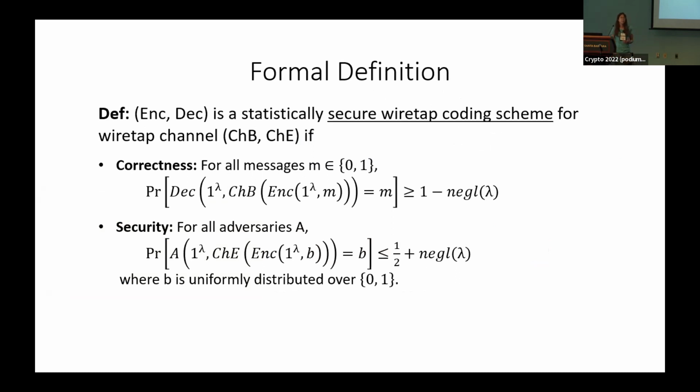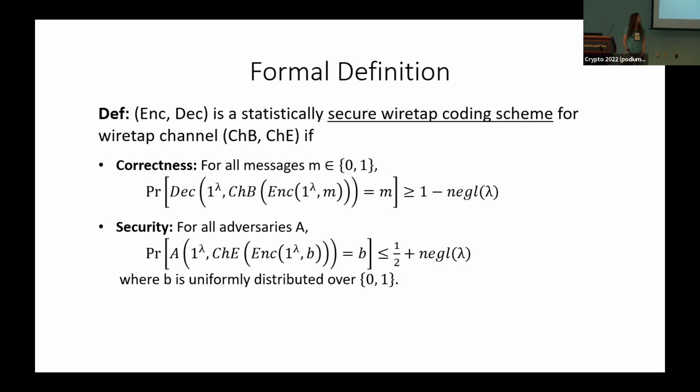So correctness says that if you have a single bit message and you encode it and then send it across Bob's channel, then the decoding algorithm should output the message with high probability. And security says that Eve cannot guess the message. So if you have a random single bit message, you encode it and you send it across Eve's channel, then the probability that the adversary guesses the message should be no better than 1/2 plus negligible.